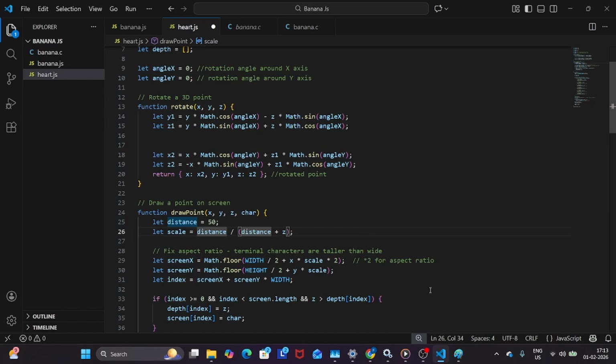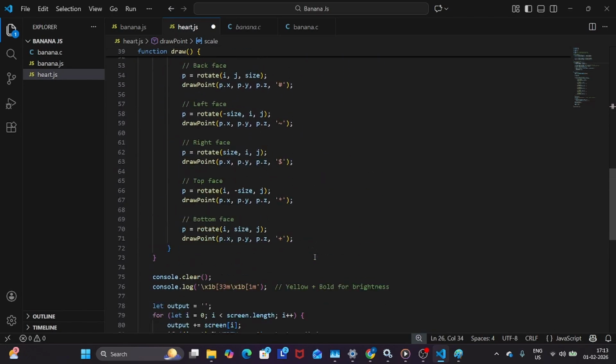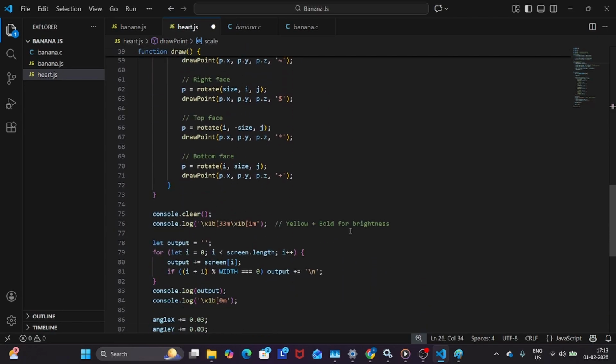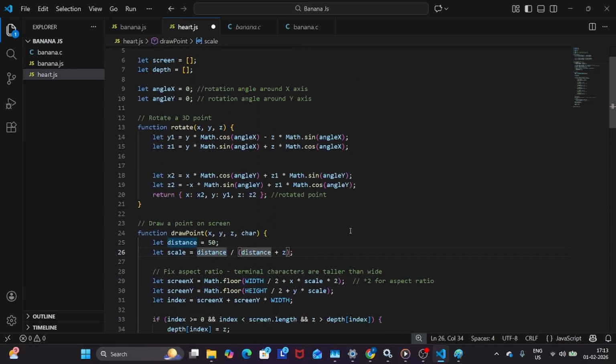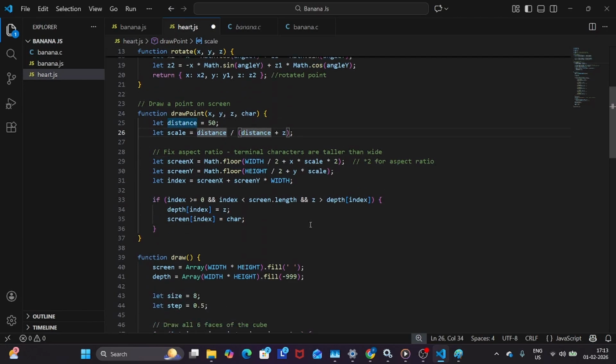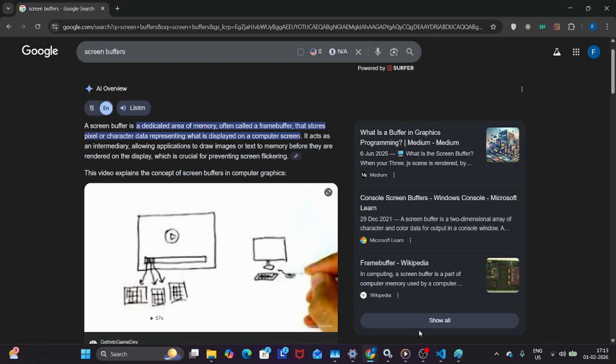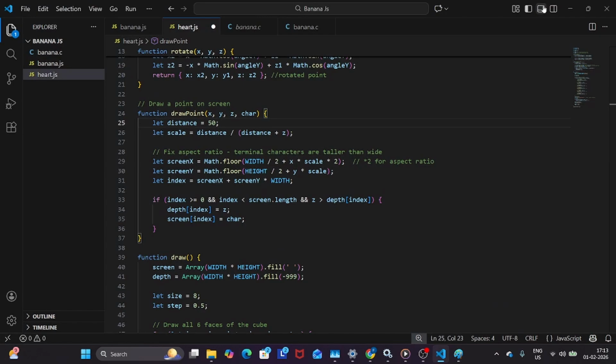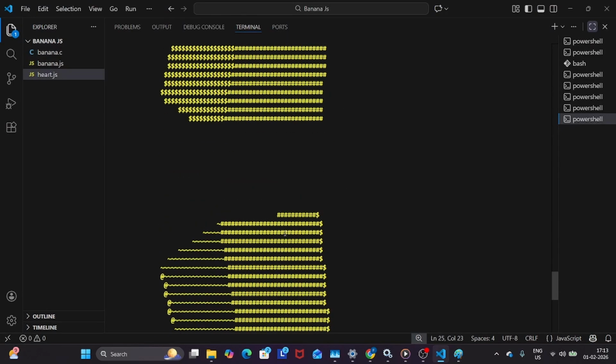Now let's go to the draw function. This is one of the most important functions, and it is very short code, only about 80 or 90 lines, with some spaces in between. This function starts by taking the rotated point and char, a character like what we saw on the screen, for example the at sign, dollar sign, star sign. If I go to the code, we are using those signs, plus sign. So char is just the character.